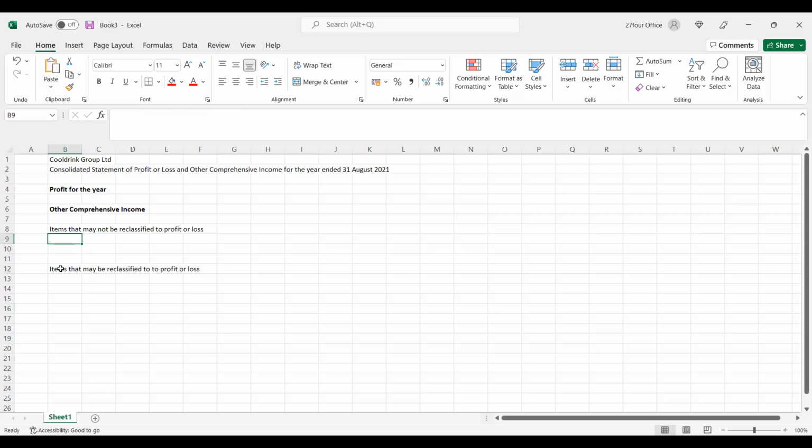Financial asset measured at fair value through other comprehensive income. Some of those may not be reclassified to profit or loss. Generally, the standard dealing with that line item will tell you whether or not it can be reclassified. Okay, so just be aware of that.